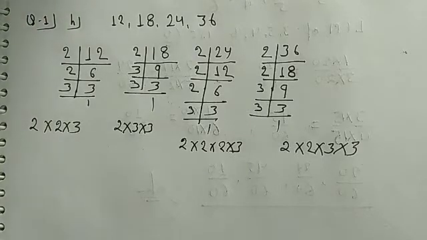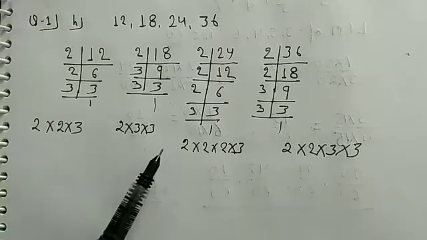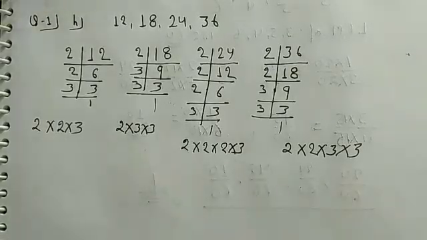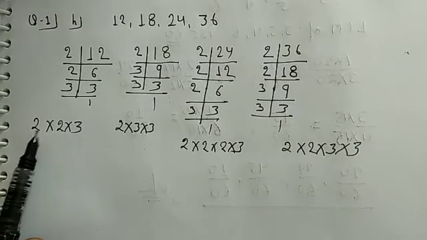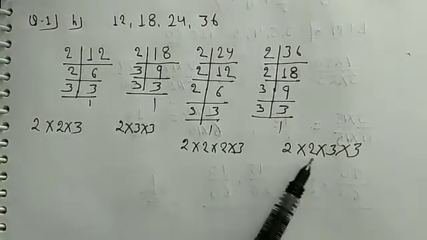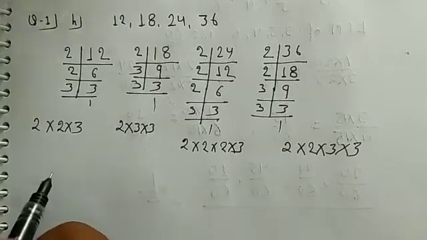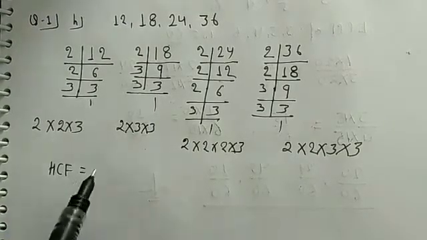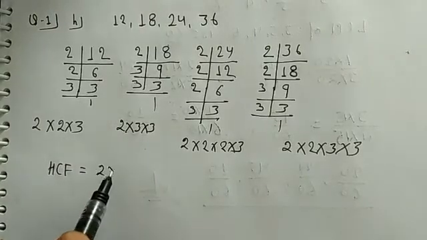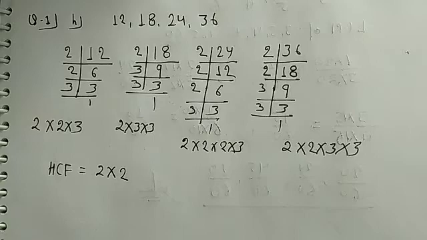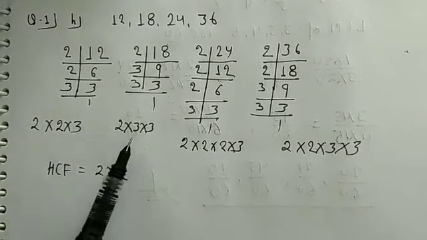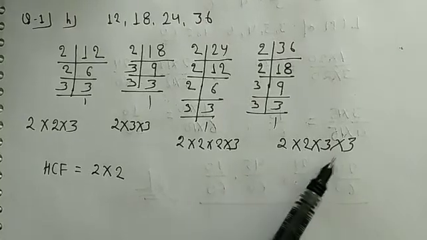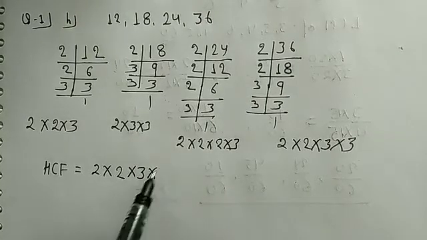So first of all, to find out the LCM, observe the prime factors carefully. First of all we will observe 2, then 3, then only 2 and 3 are there. So 2 occurs how many times? In this 2 occurs 2 times, 1 time, 3 times and 2 times. 2 occurs maximum 2 times, 2 into 2. And then observe 3. 3 occurs maximum 2 times, 1 time and 2 times. Means 2 times, 3 into 3.